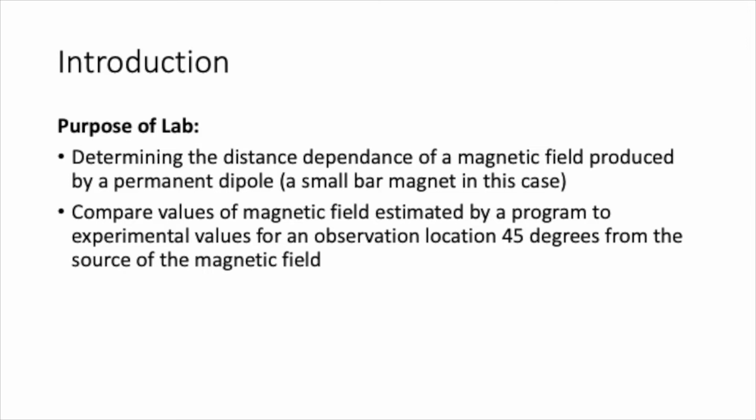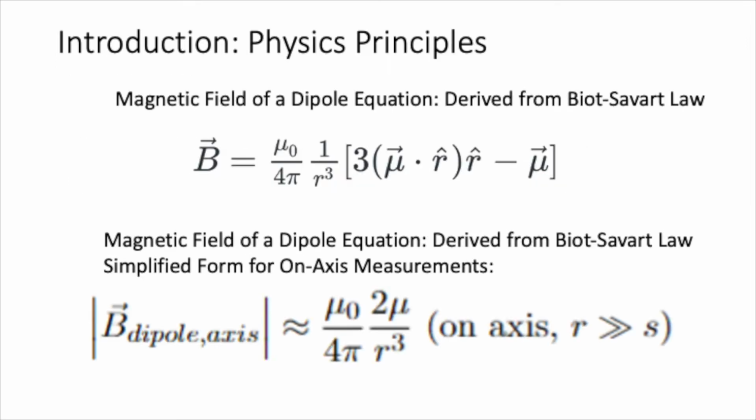to other locations off-axis. The most important physics principle in this experiment was the Biot-Savart law, which describes the magnetic field created by a current. Derived from that law is the magnetic field equation for a permanent dipole, which we used in this lab. There's also a simplified form of this equation, which is found when the observation location is on axis, given here.